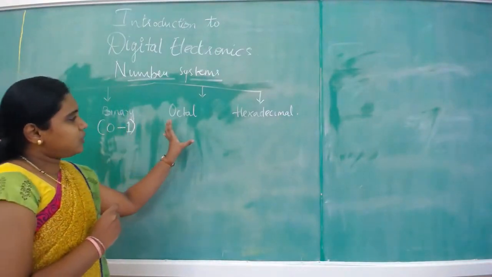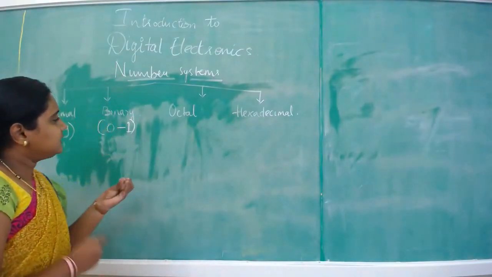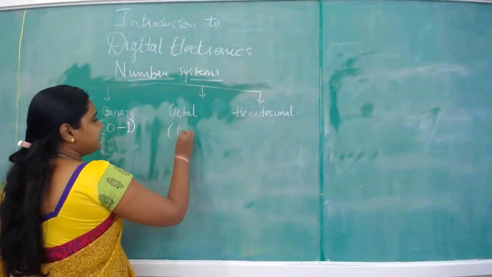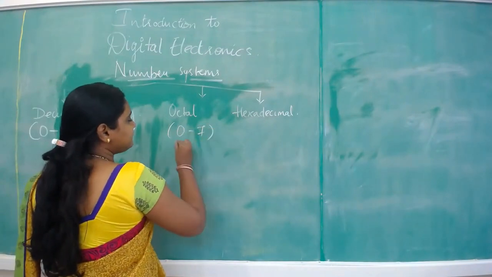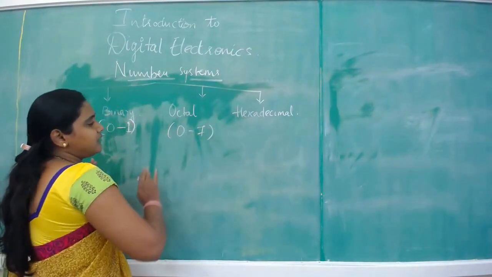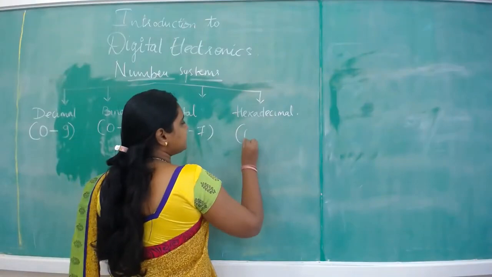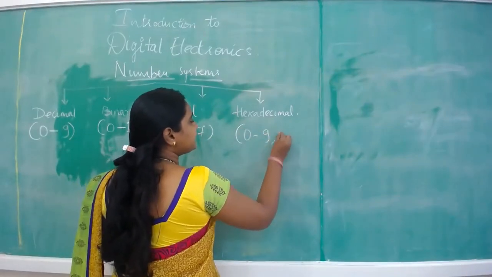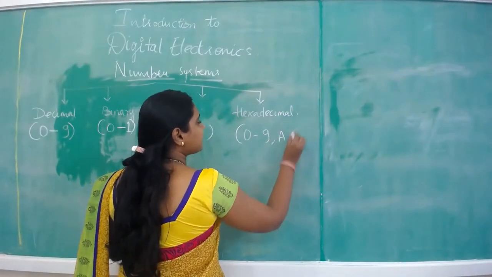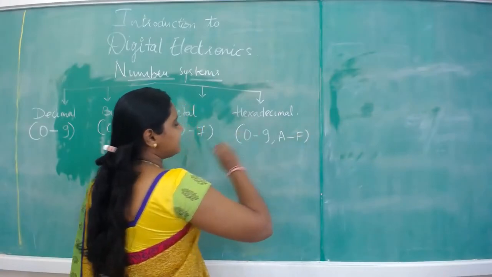Okay. So octal and hexadecimal. Coming to the octal, it will be having 8 symbols, 0 to 7. We can form any octal number from the available numbers. Coming to the hexadecimal, it is having 0 to 9 and then followed by A to F. Okay. So it is having total symbols.